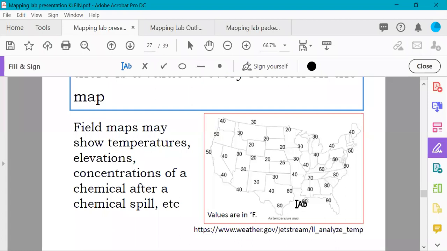Now, only the multiples of 10 are labeled with a number. So it says like 40, 50, 60, 80, 90, 70.